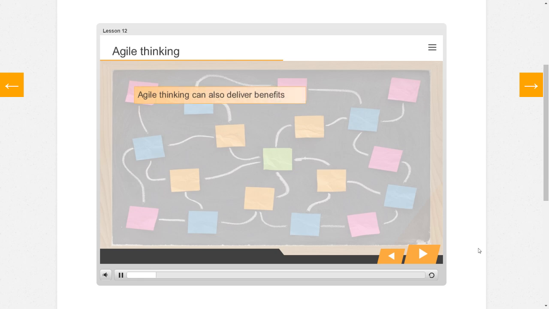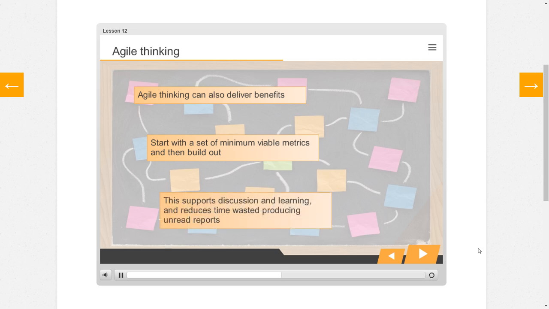Finally, applying some agile thinking to reporting can help to make it more effective. In this situation, reporting starts small, with a set of minimum viable metrics, and then adds more reports as required. This approach allows for discussion and learning, optimizing reporting and measurement using regular reviews. It will reduce the likelihood of the customer organization being overwhelmed with too much data, and reduces the time wasted producing reports that no one reads.